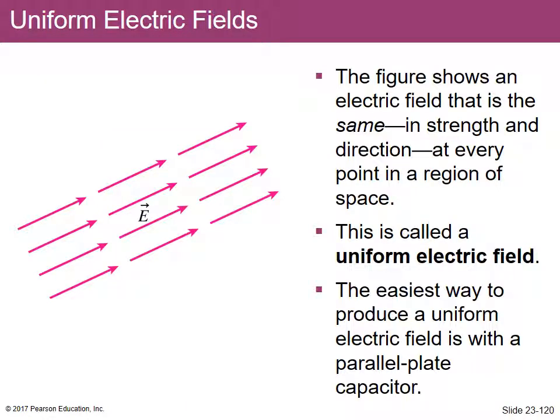The figure shows an electric field that is the same in strength and direction at every point in the region of space. This is called a uniform electric field. The easiest way to produce a uniform electric field is with a parallel plate capacitor.